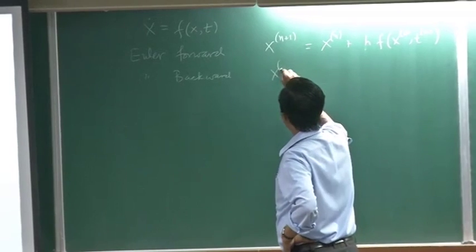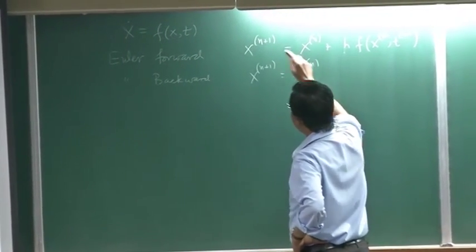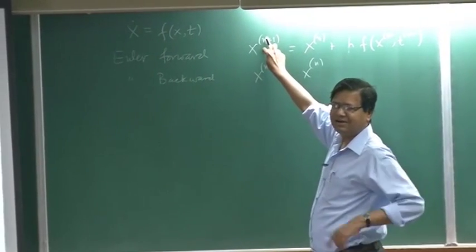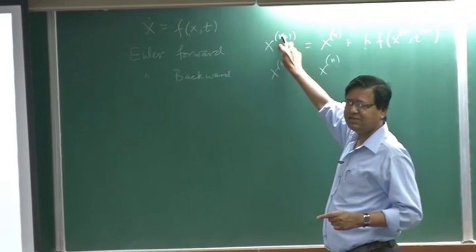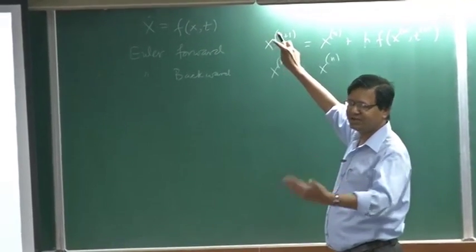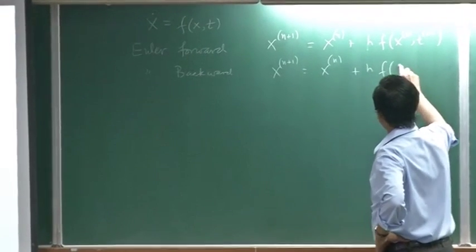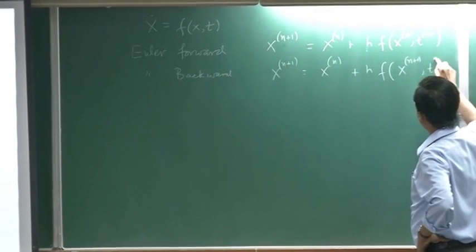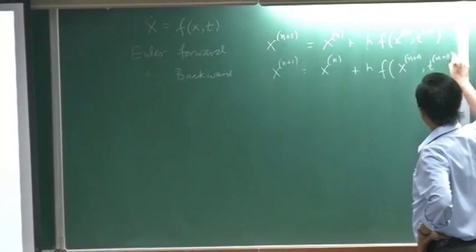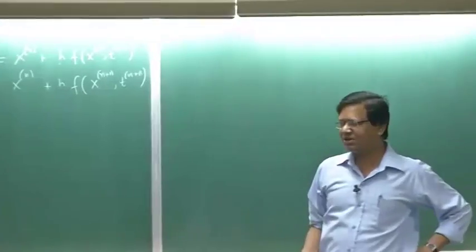and x_{n+1} equal to x_n plus h f, where now I have to compute at n plus 1. So this is time something like the nth step. Okay, this is the number telling you which step you are in. So this is a better notation, it will become clear towards the end of the class.